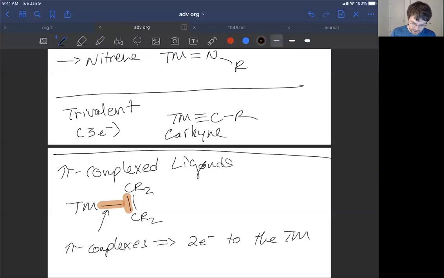An alternative depiction, which nobody uses, by the way, so I don't want us to get in the habit of it, is to draw a metallocyclopropane.